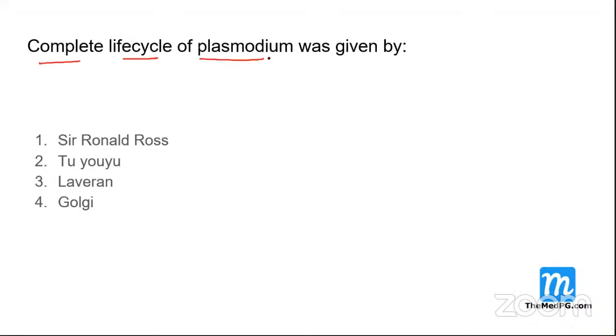Next, the complete life cycle of Plasmodium was described by whom? Ronald Ross. Ross gave the sexual cycle only. That is also correct. So the sexual cycle and asexual cycle were given by whom? Golgi. He has given the asexual cycle. But if the option is given as the complete life cycle, you can opt for Ronald Ross. As Suchet said, it is only the sexual cycle, but otherwise, if the option is complete life cycle, it is given by Ronald Ross.